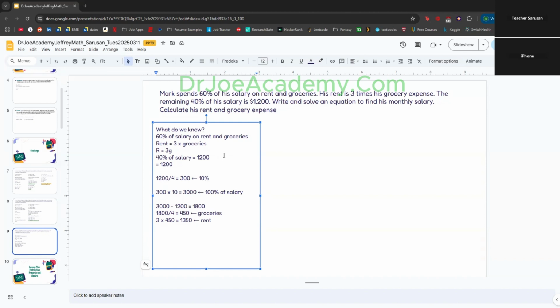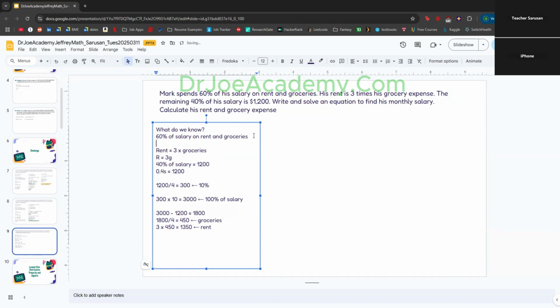All right, back to what I was saying. 40% of his salary is 1,200. We can keep the 1,200 as the right side of the equation. That is the total. And if something is 40% of something else, we can write this down pretty simply. We can say 0.4, which is 40%, times our salary is 1,200. Salary is our variable, so salary is going to be S. So 0.4S equals 1,200.